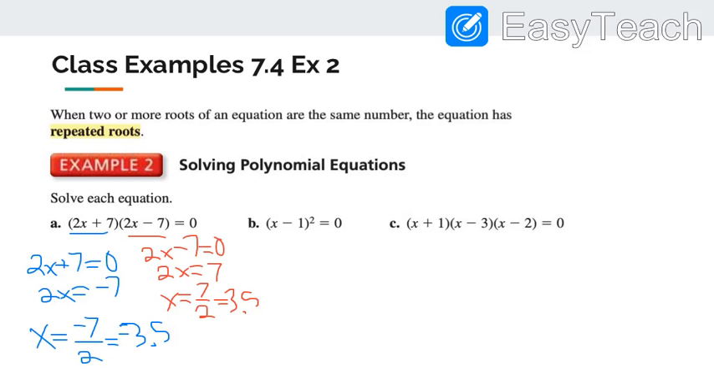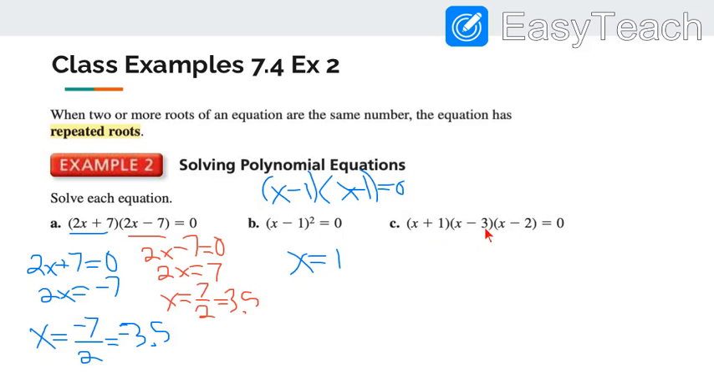Now our next one has an exponent with a value of 2, meaning that if you were to multiply this out, technically you would have x minus 1 times x minus 1 equaling 0. But in both of these cases, it would be the same solving pattern, so you're just doing x minus 1 equals 0, and therefore your final answer here would just be x equals 1.